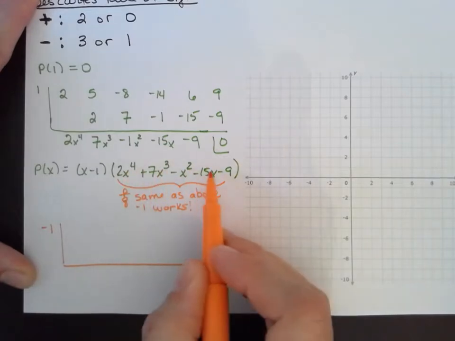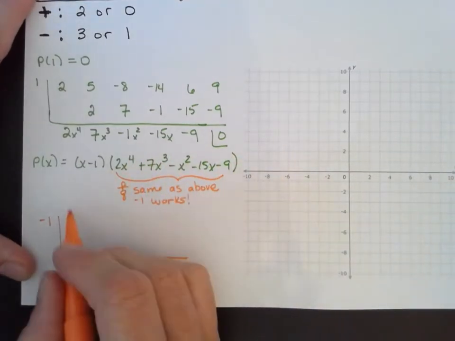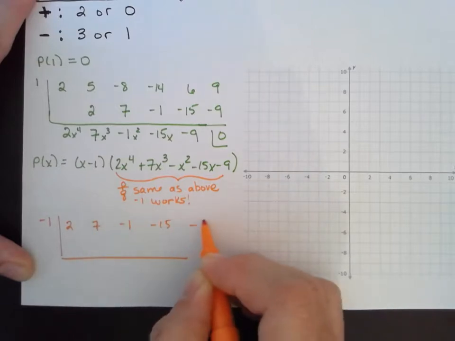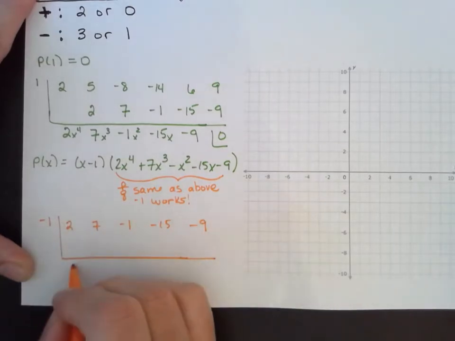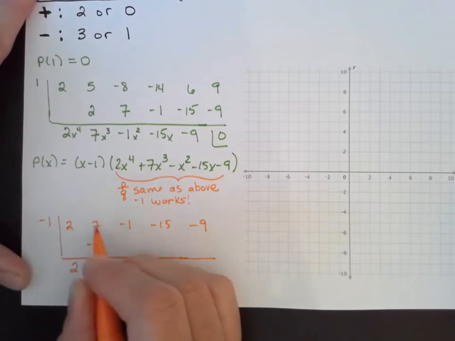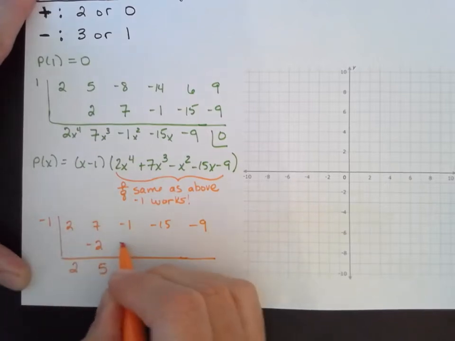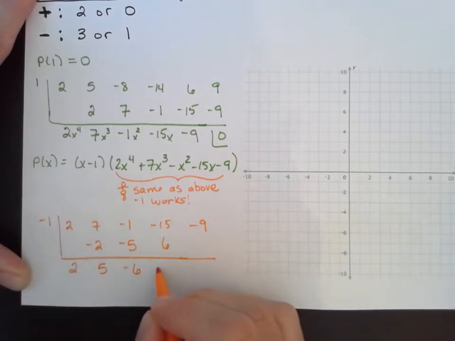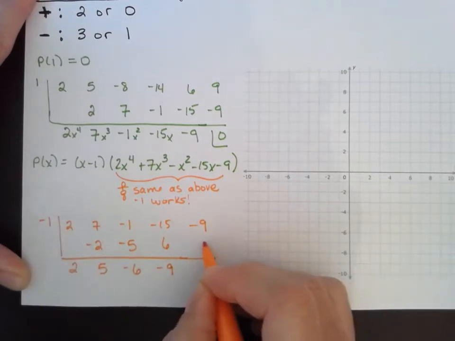4, 3, 2, 1, 0. We're not missing any terms. Bring the first one down and multiply. Add, multiply, add, multiply, add, multiply, add.